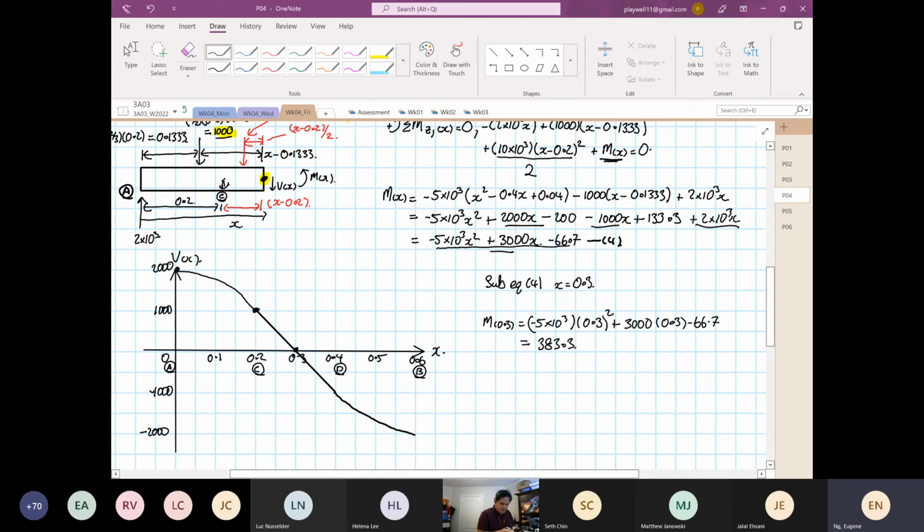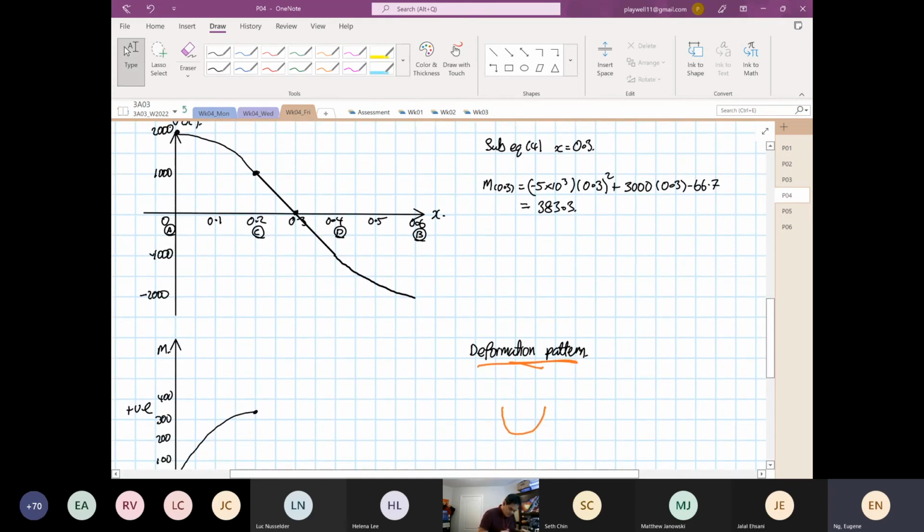Let me do it again. Minus 5 times 10 to the power 3 times 0.3 times 0.3, plus 3000 times 0.3, minus 66.7. It's 383. So 383 is somewhere around here. It's slightly higher at this point, and then it'll come down again.